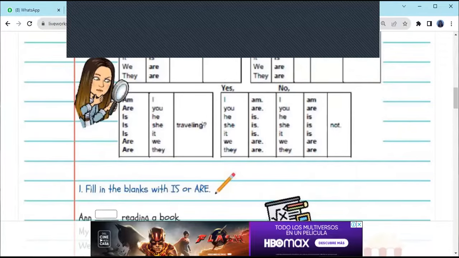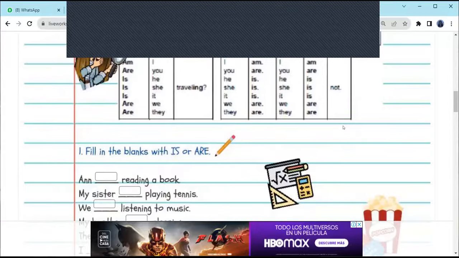And also we have this. This is the question form. Am I traveling? Are you traveling? Are they traveling? That's the question. And then the short answer: yes, I am. No, I'm not. Yes, he is. No, he is not. The particle not goes at the end when it is negative.